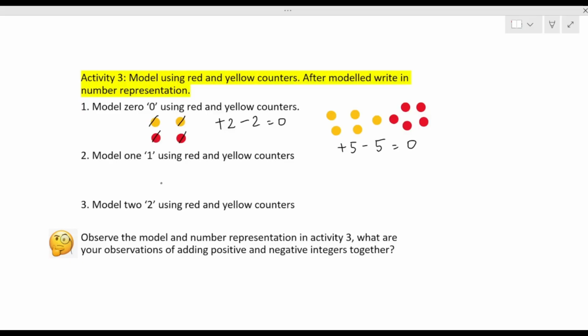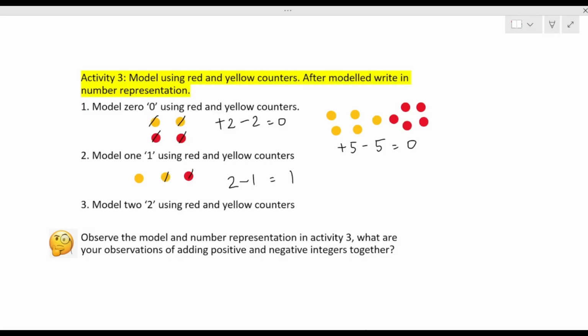Now, model 1 using red and yellow counters. Pause here and try to do it on your own. Okay, so now I hope you have many different answers and this could be one from mine. So I want to model 1 using red and yellow. So 1 should be there and I have one more. If I want this yellow to be retained, I just add one red so that this red and yellow get cancelled. So this is my basic representation of 1, and in numbers I can say this is 2 minus 1, which is 1. Yes, you may have anything, but if you actually cancel it, you should get this yellow. That's the important thing.